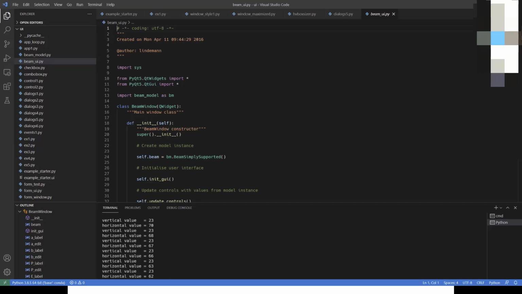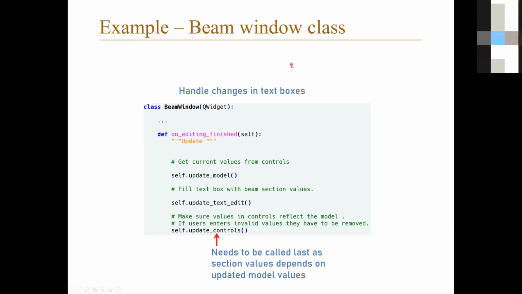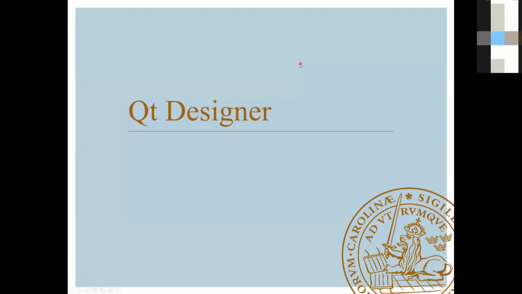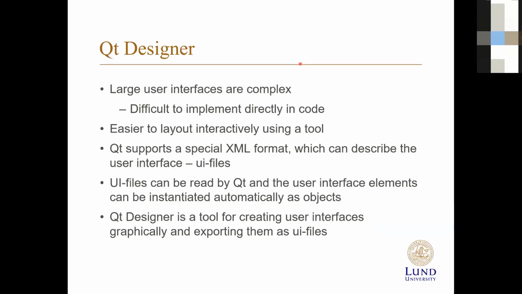There is another way of creating user interfaces in Qt, and that is by using something called Qt Designer. Qt Designer is an application where you can design your user interfaces without writing a single line of code. The reason is that large user interfaces can be quite complex, containing hundreds of controls and actions, and it's very hard to code by hand. Also the implementing code becomes very long files. That's why it's much easier to implement this interactively using a special tool.